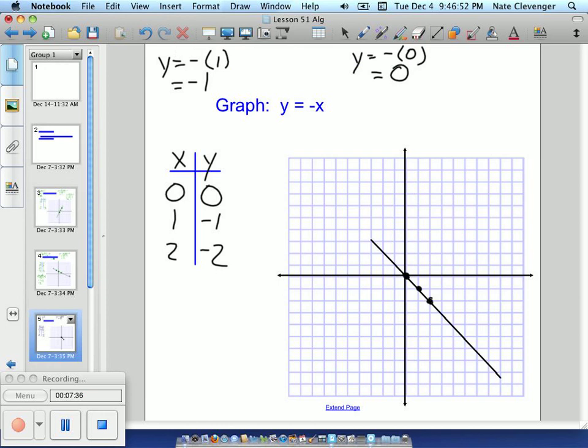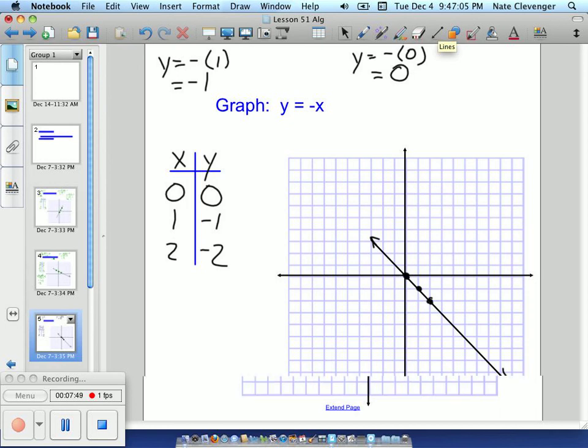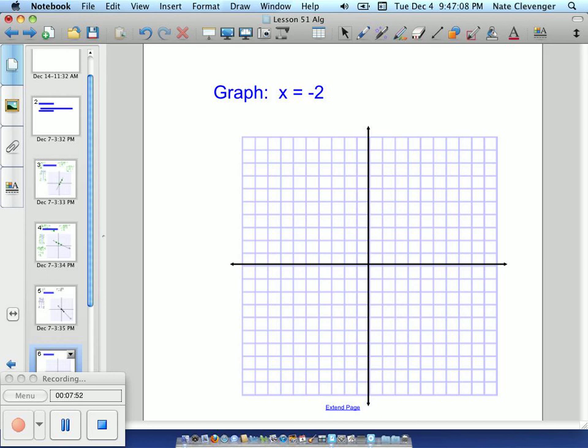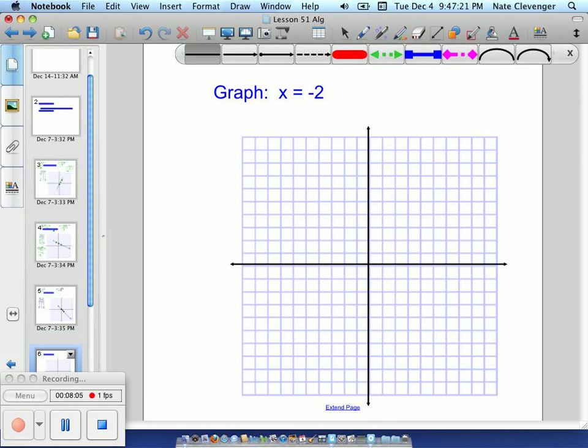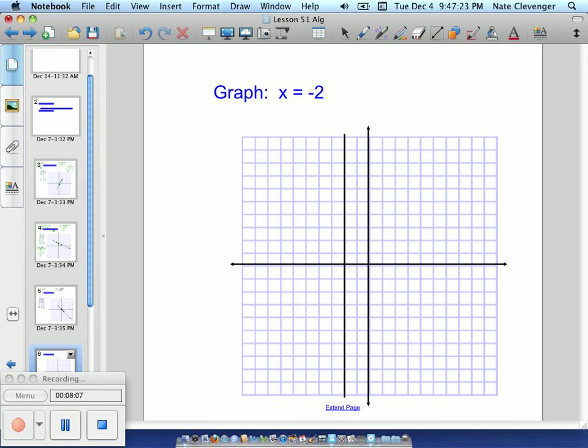Those do line up, so I must have done my arithmetic correctly. And then I put my line through it and put my arrows on that to show that it would continue. That's what makes it a line. Pretty simple. Just pick out values that you think will work nice and neat for your x and plug it in. When we have x equal to a constant, just some number, the graph of that is very simple. You're just going to put a line through where x is negative 2.